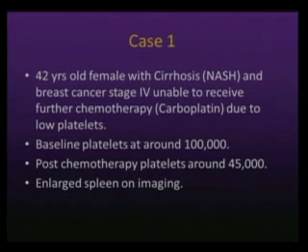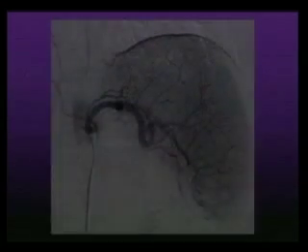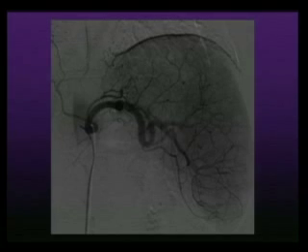So baseline platelets were around 100,000. Post-chemotherapy platelets always go down to 45,000. The oncologist will stop chemo every time the platelets go below 75, so then she cannot receive any chemo. She had an enlarged spleen on imaging, and we were consulted for embolizing the spleen. And all these cases are from here, okay?